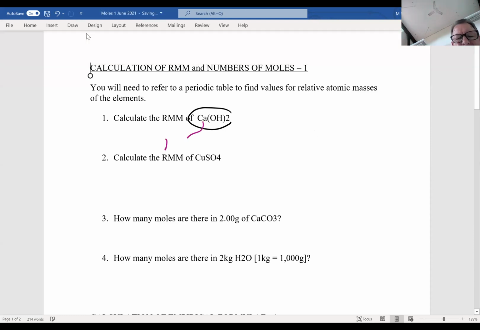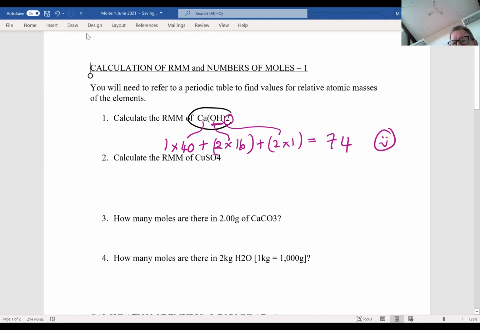I have 1 calcium, and that weighs 40. And then here, it looks like I have 1 oxygen, but this 2 here means 2 of the whole of the OH. So I have 2 oxygens and they are 16 each. And then I have 2 of the hydrogens, which are 1 each. And that is 40 and 32 and 2, which is 74.